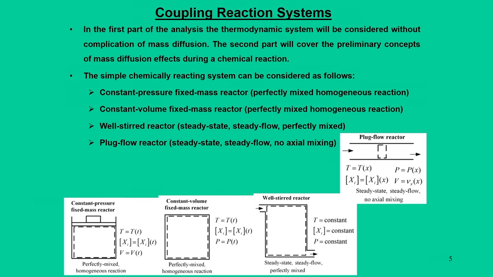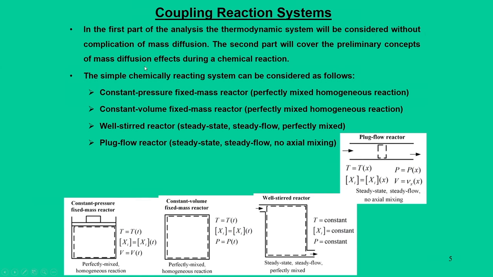Now, to do that, there are two approaches that one can design. In the first analysis, the thermodynamic system is considered without complications of mass diffusion. Mass diffusion is a term where one species diffuses into another, and this doesn't arise in this case. That means in our conservation equations we will not look into the mass diffusion terms.